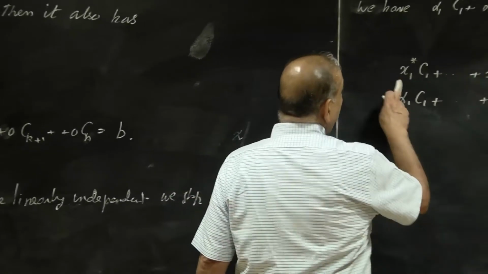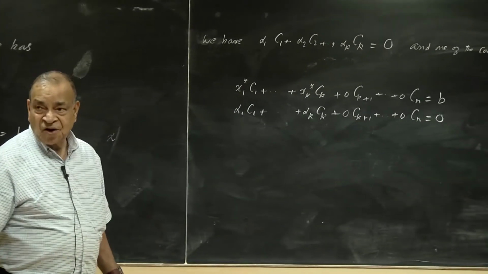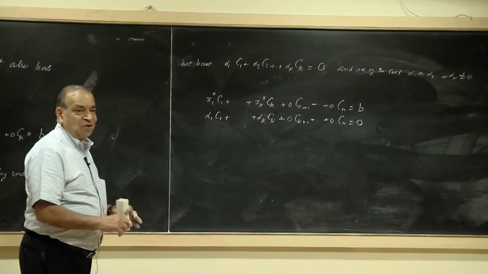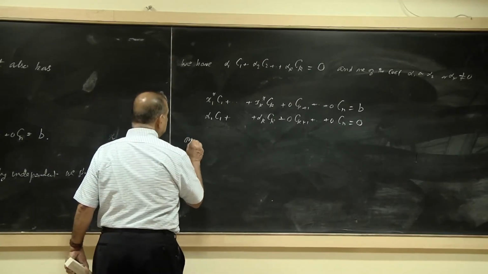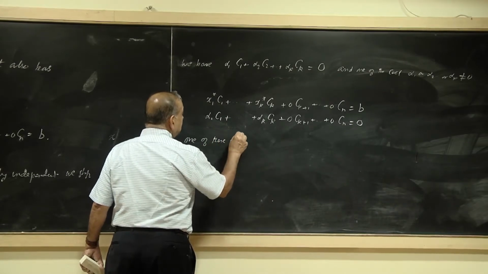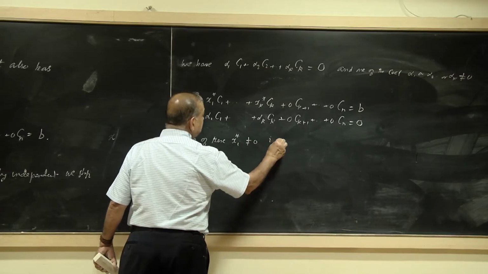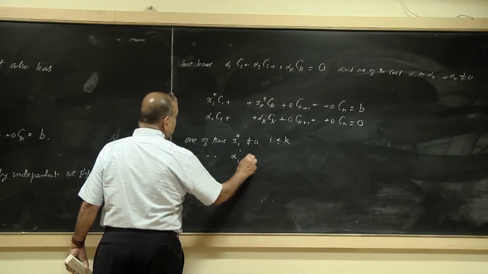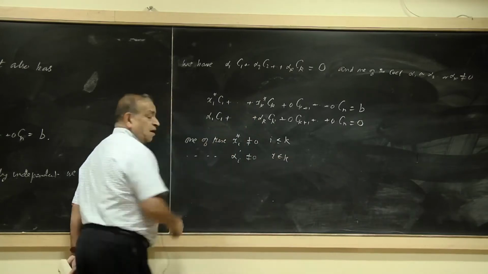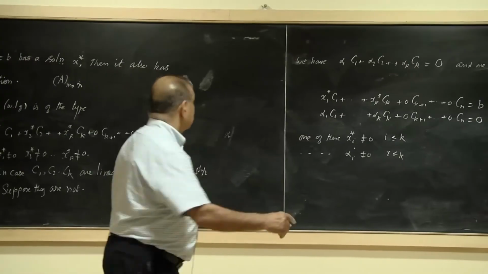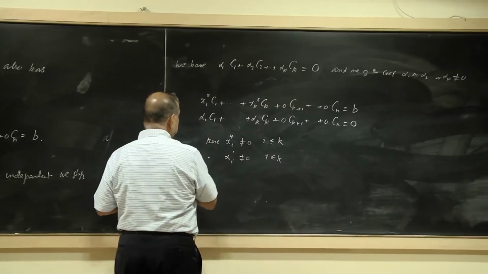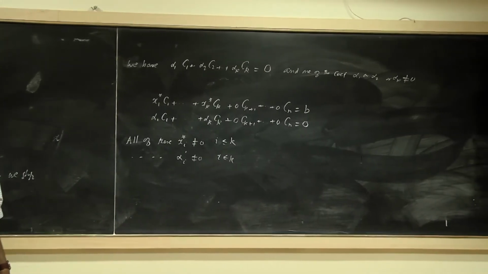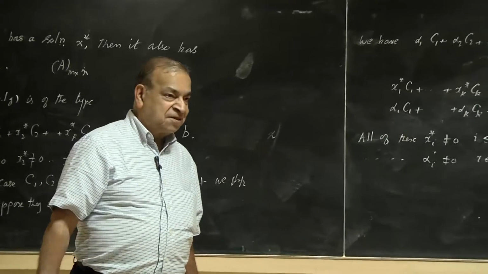Now, one of these alphas is not 0 for i less than or equal to k. And all the xi stars are non-zero. Not one of these, all of these. That is crucial. In fact, it's critical. Thank you for a wonderful critical observation. It's a very critical observation she made.